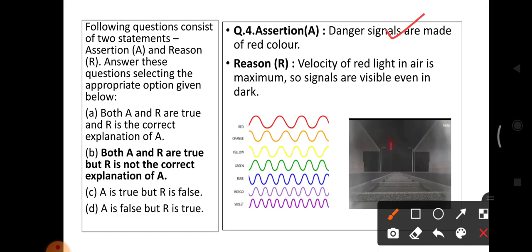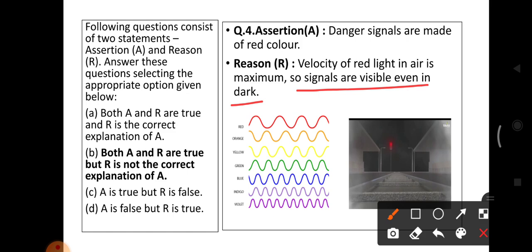This is correct. Here, the velocity of the red light is maximum. Yes, the red light has the longest wavelength. The wavelength is directly proportional to the velocity. So the red light has the highest wavelength and it has the highest velocity. So signals are visible even in the dark.